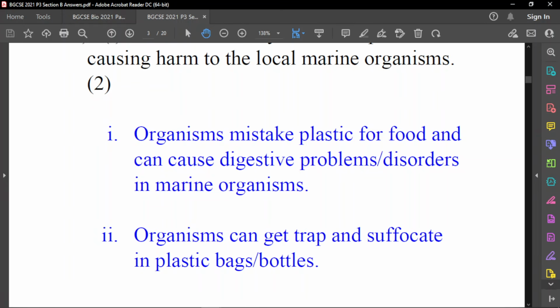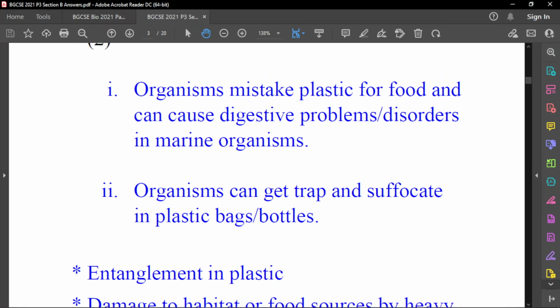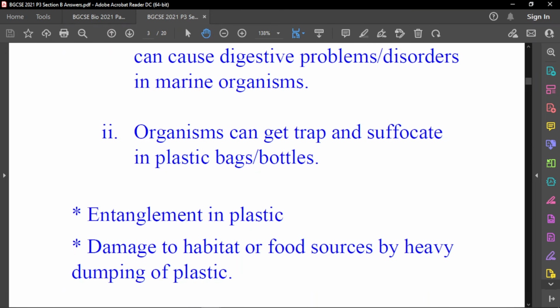So one of the answers here is an organism can mistake plastic for food and can cause digestive problems or disorders in the marine organism. Another problem is that organisms can get trapped and suffocate in plastic bags or bottles, because fish go into the bottles and cannot come back out. If a fish is trapped in a plastic bag and cannot get out, there is no food for it for a long period of time. Oxygen may run out in that plastic bag, and it may end up in problems.